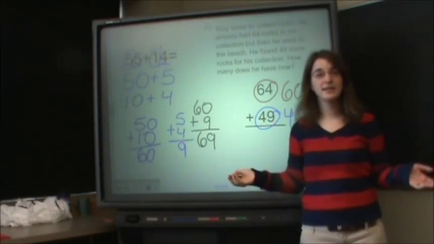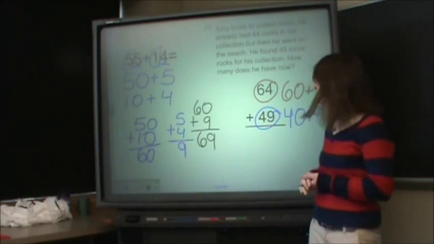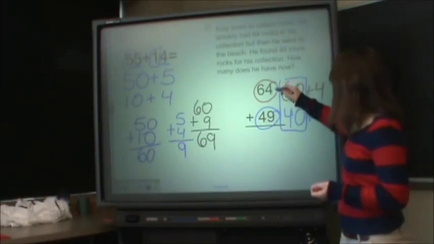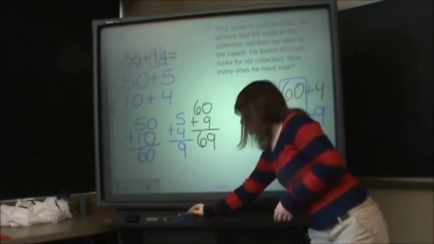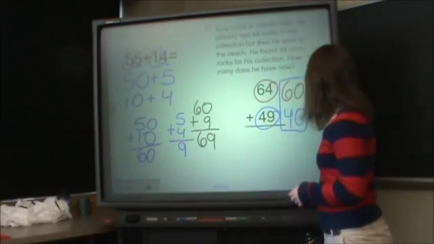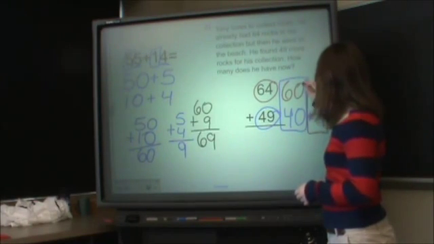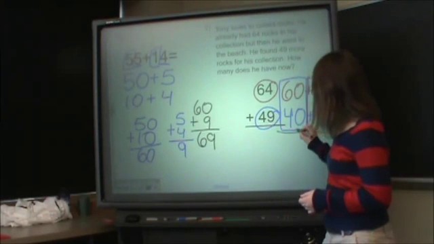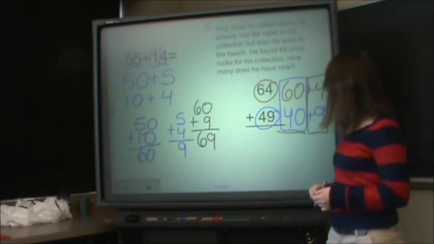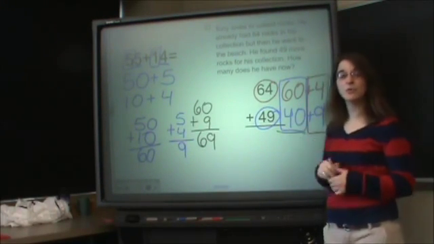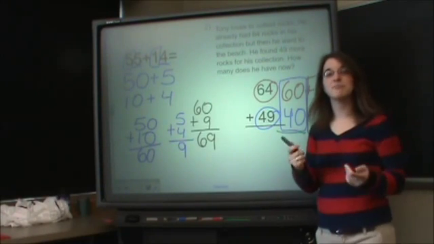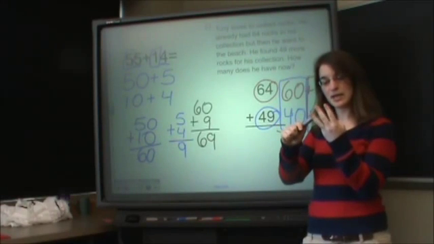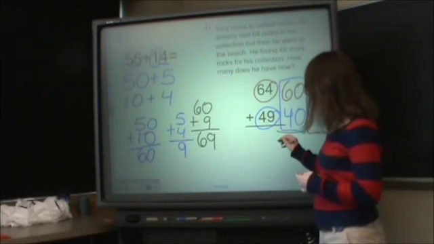But are we done? No. We still need to add up our tens place and our ones place. So what is 60 plus 40? We have 6 tens and then we're adding 4 more. Let's count up for this one. 60, 70, 80, 90, 100.